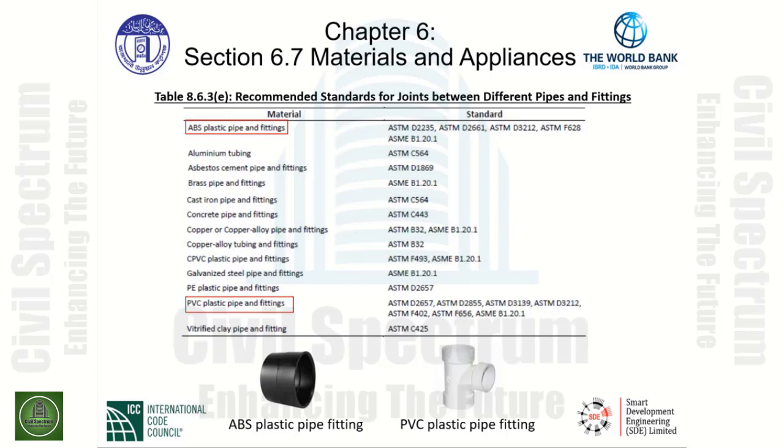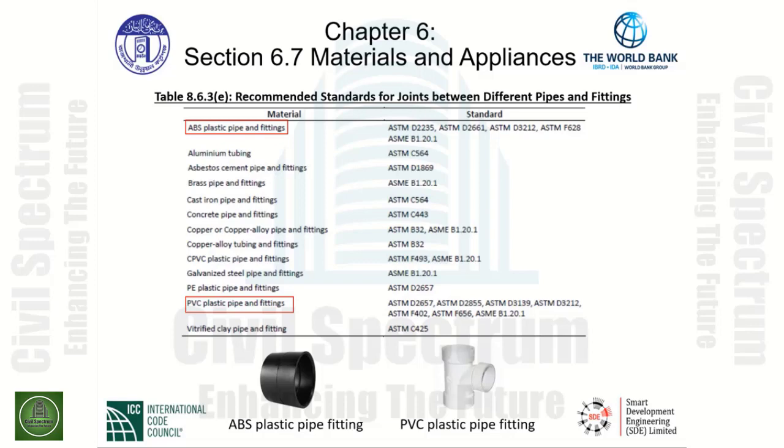Table 8.6.3E, titled Recommended Standards for Joints Between Different Pipes and Fittings, allows us to locate materials and standards for different types of pipes and fittings accordingly. As an example, all of the materials are indicated in the left-hand portion of the table and the standards in the right-hand portion of the table.